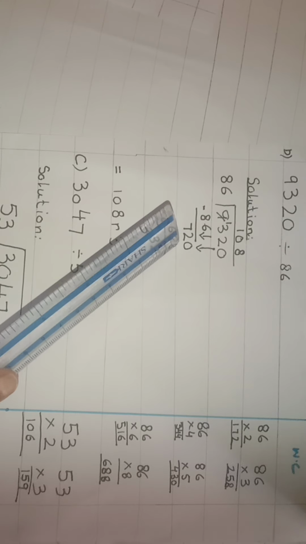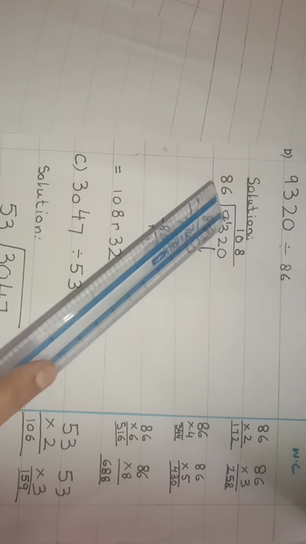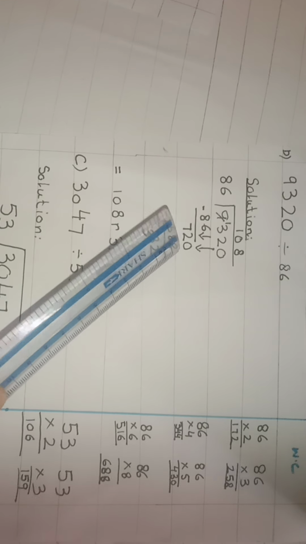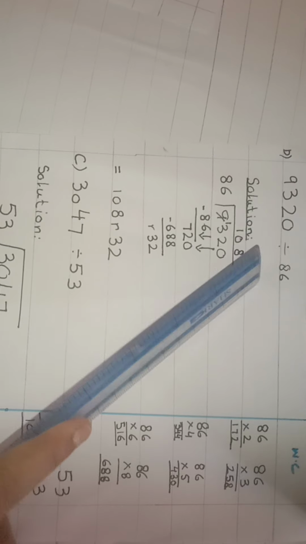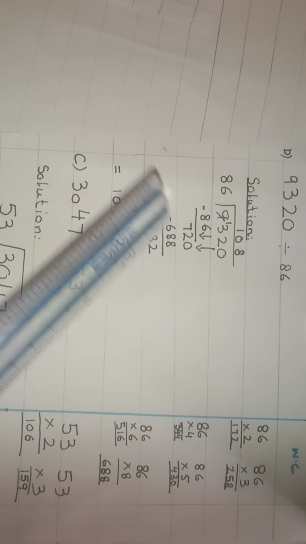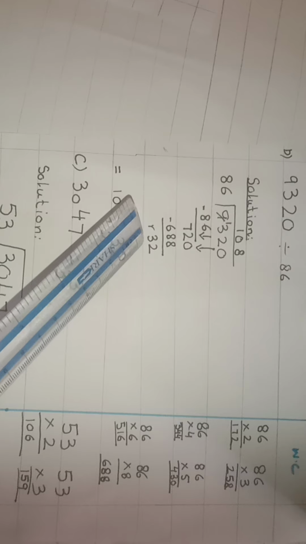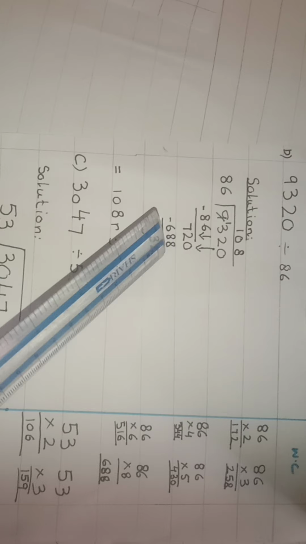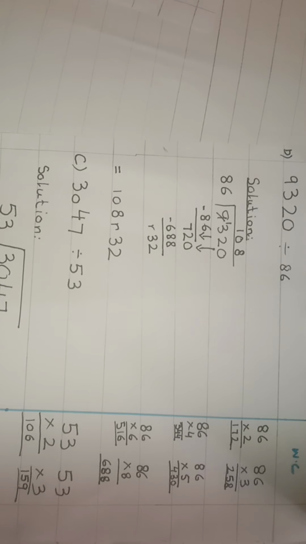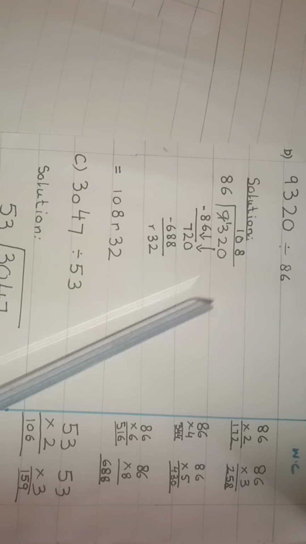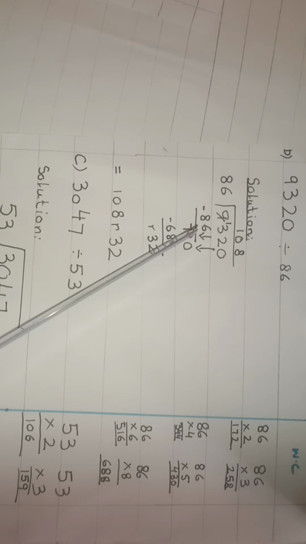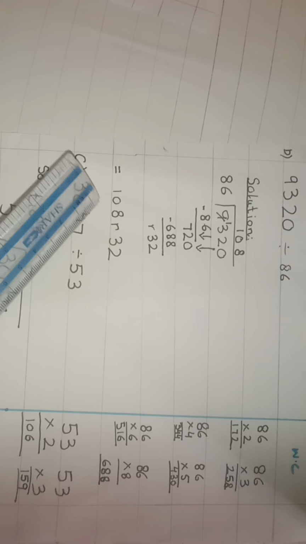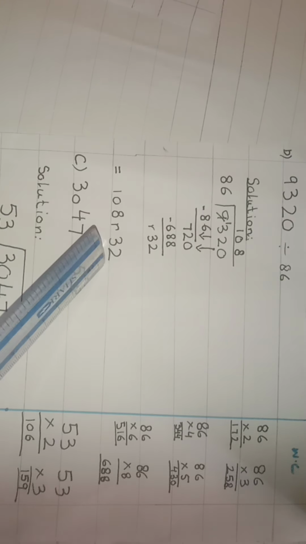Still 72 is less than 86, so we will place a 0 and we will also put down 0. Then we will write 86 eights are 688. Now we will subtract. 0 minus 8 not possible, we will take carry. 10 minus 8, 2, and here we have 1 remainder, we will take carry. 11 minus 8, 3, 6 minus 6 nothing, so our answer is 108 remainder 3.